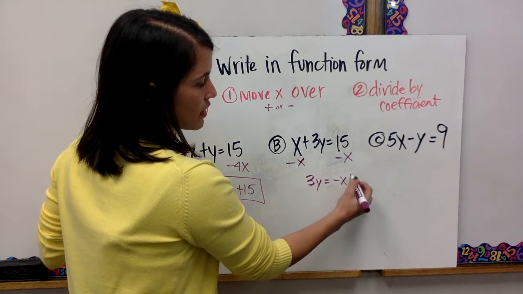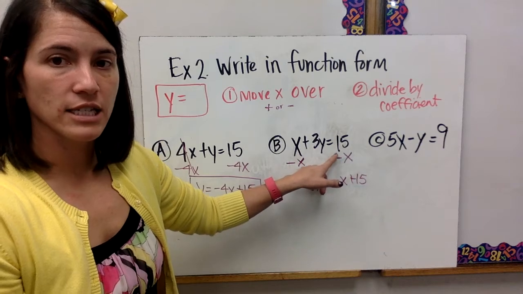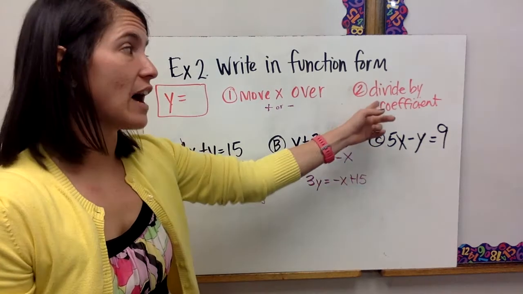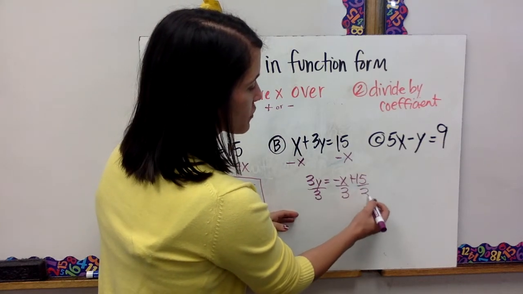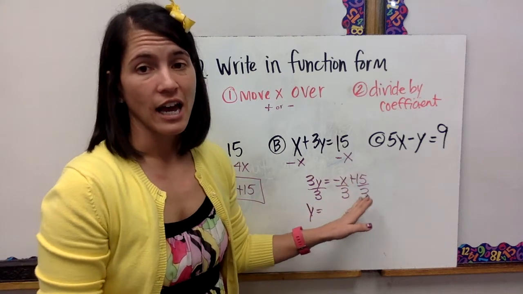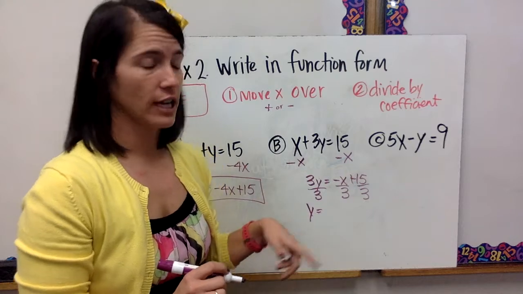3y equals negative x plus 15. It's negative because we subtracted, and this is a positive 15. But I have a number in front of y, so I want to divide by that coefficient. I'm going to divide by 3, which means I need to divide every term by 3. I don't just do one big division and divide by 3. I want to divide every term by 3.